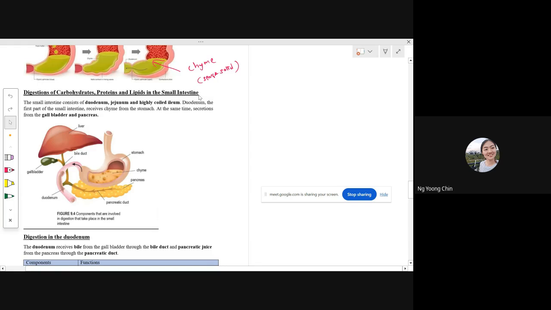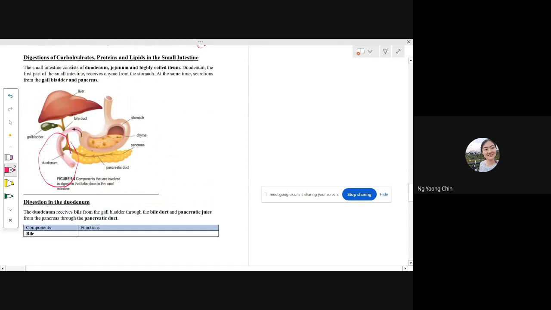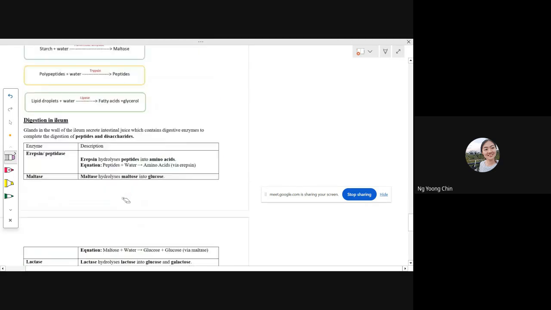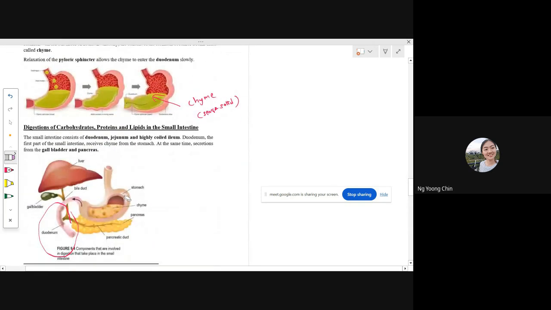So now the food has already come out from the stomach, and it reaches the small intestine, which is here. The small intestine is generally divided into three parts. The first part is the duodenum, I think you know it. Secondly the jejunum, and then the ileum. First part duodenum, second part jejunum, and third part ileum. So those are the three parts of the small intestine.